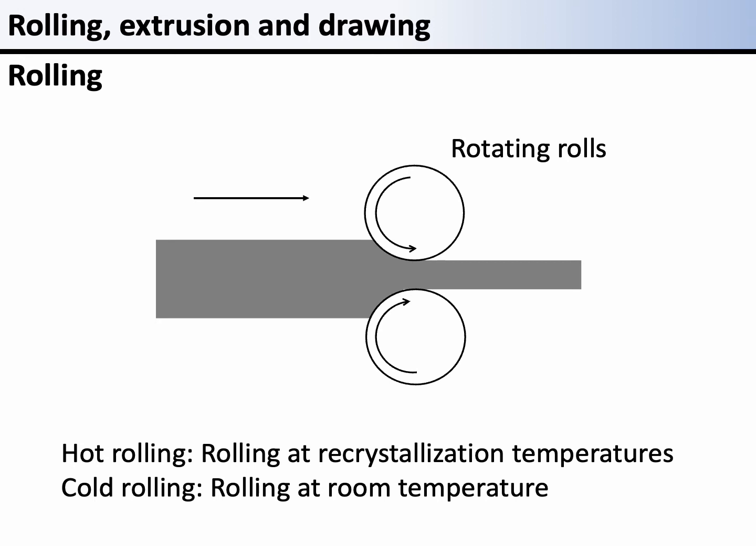There are two types of rolling, hot rolling and cold rolling. Hot rolling is a rolling performed at recrystallization temperature. Cold rolling is a rolling performed at room temperature.